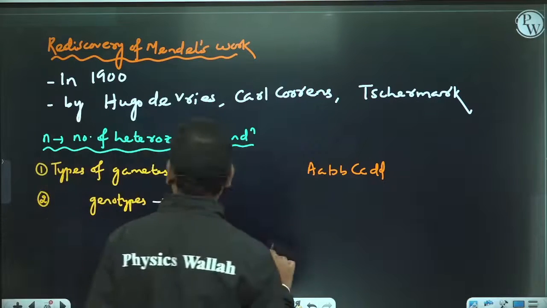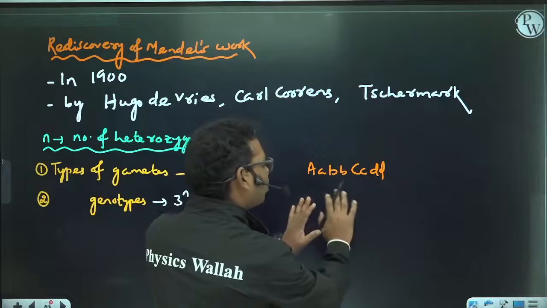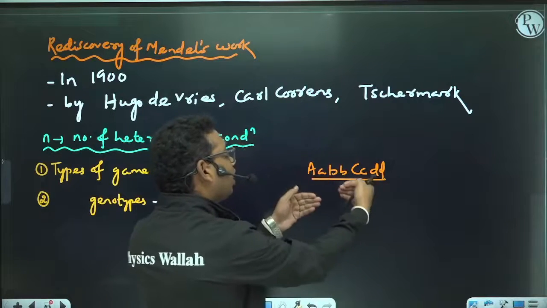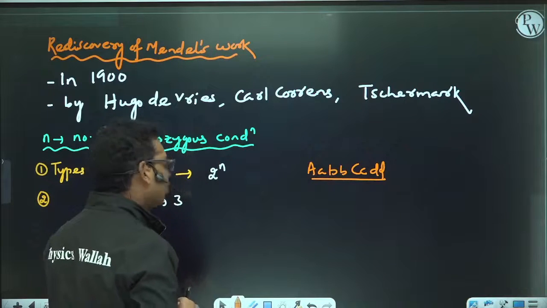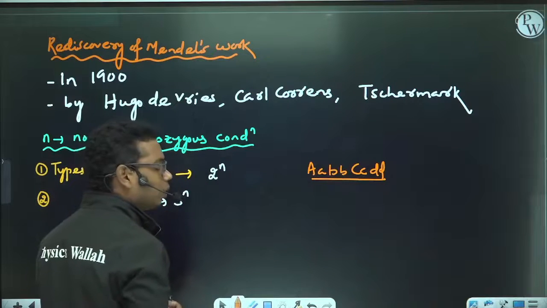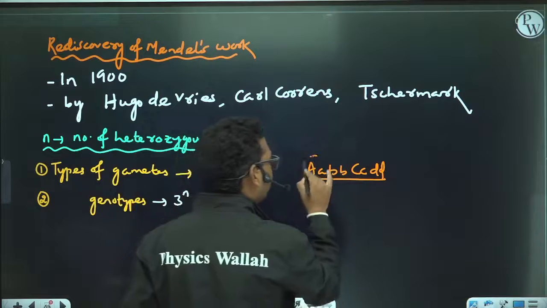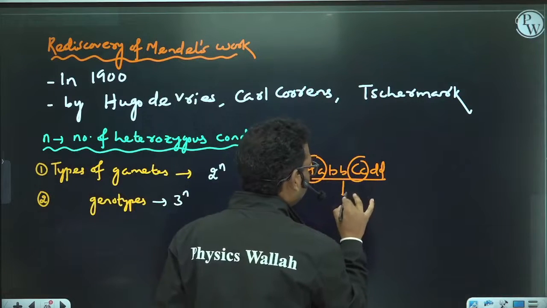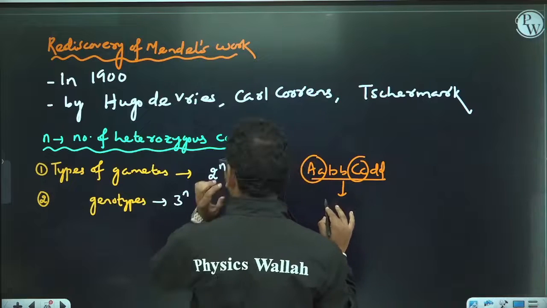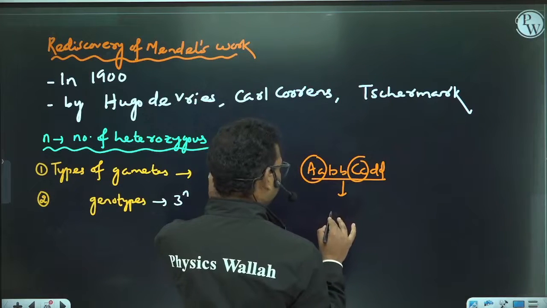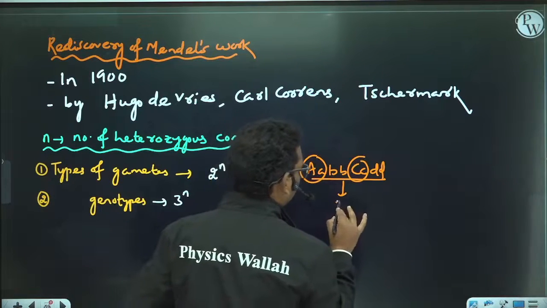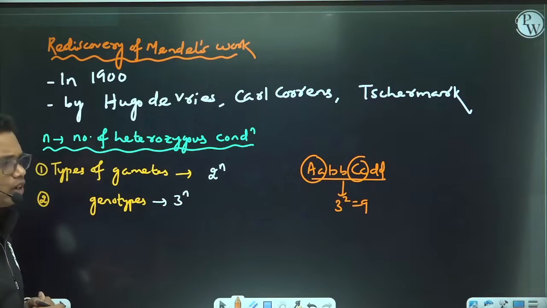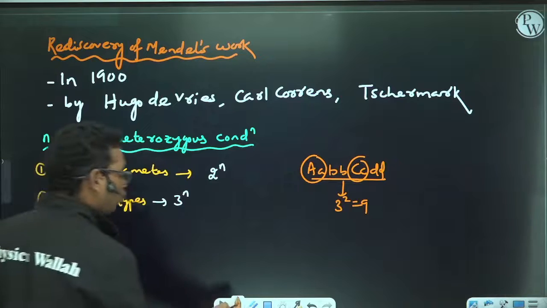Okay, so in this case, here I will not take F2 generation. I will say if this individual is selfed, then how many genotypes will be produced? For this, I will use the formula 3 to the power n. Okay, so this is one heterozygous condition. This is another heterozygous condition. So it will produce how many genotypes? It will produce 3 to the power 2. So it will produce 9 genotypes. How many? 9 genotypes.